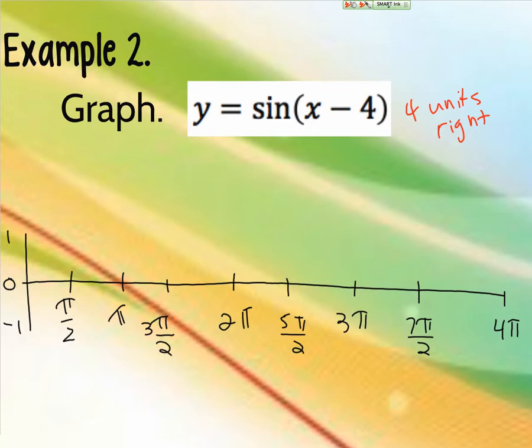So again, normally we start here at 0 and then go up and down and back up. But we have to shift over 4 units. Where's 4 on here? A little bit past pi, yeah. Because what's pi about? We know that's 3.14, right? Oh, it's this. Do you know what I'm saying?